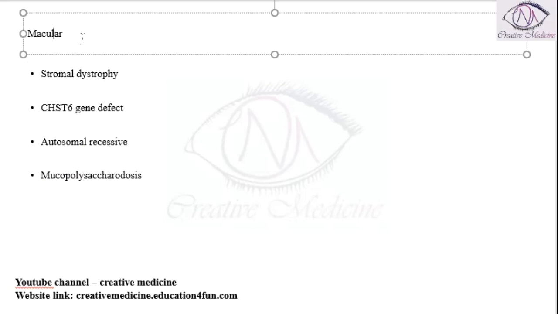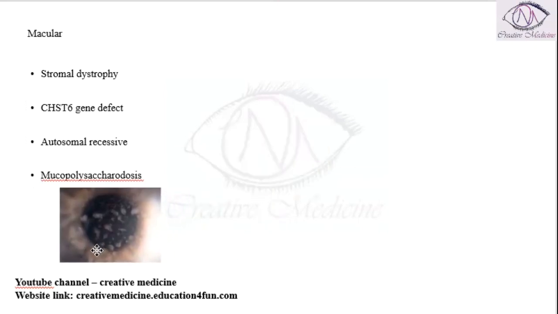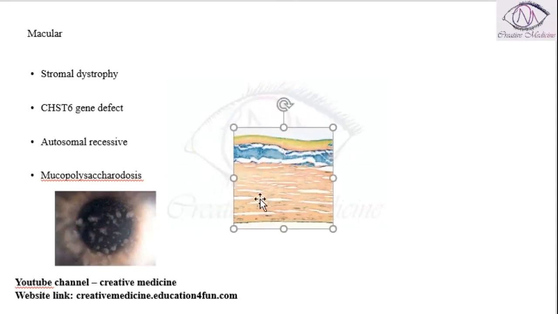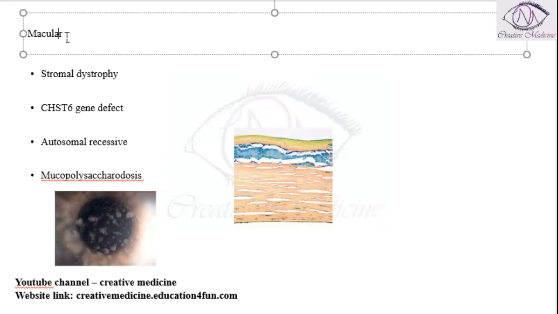dystrophy. In macular dystrophy, the deposits are mucopolysaccharides. And the macular dystrophy looks something like this. And on examination, it is a type of stromal dystrophy. So here the dystrophy is in the stroma. So this is macular dystrophy.